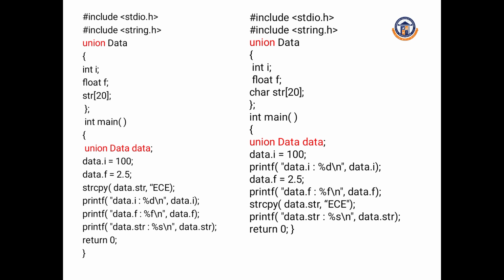Here, as soon as I have initialized data.i equal to 100, I ask the system to print. Then data.f equal to 2.5, I ask the system to print. Next, copying ECE to the data.string variable, I have asked the system to print. So what is the difference that is going to happen? Let's see in the next slides.